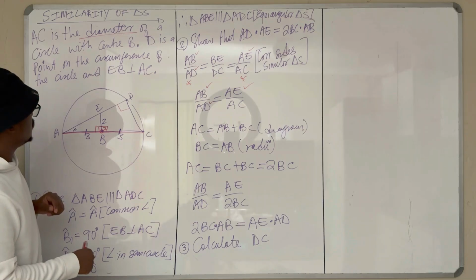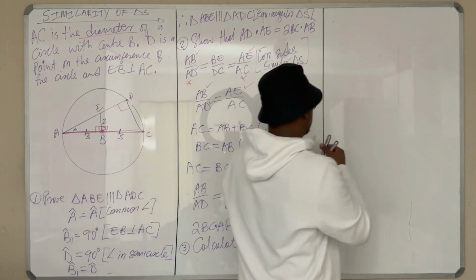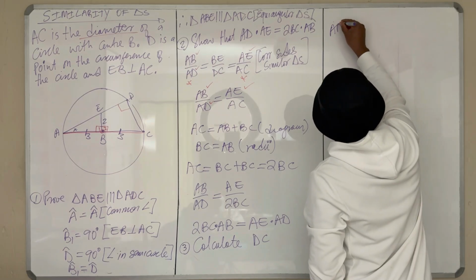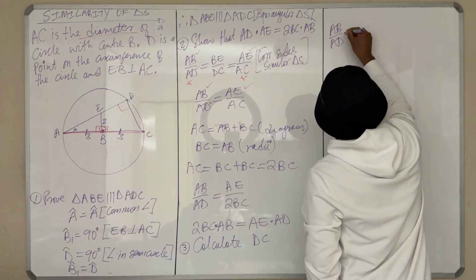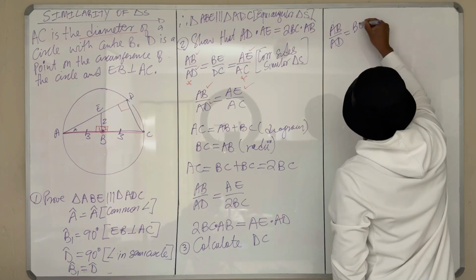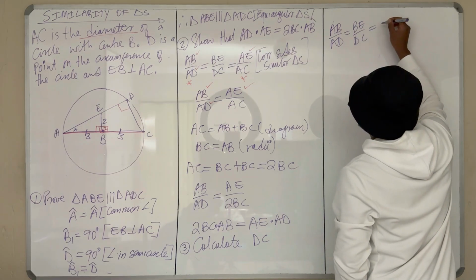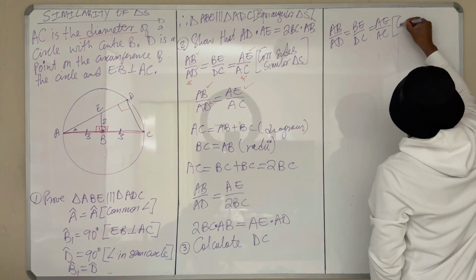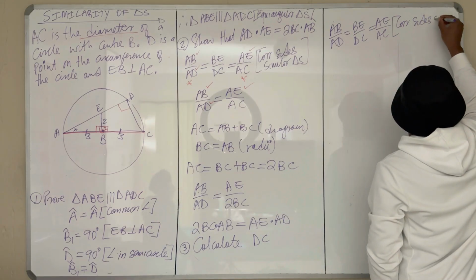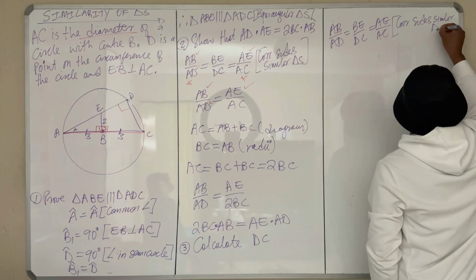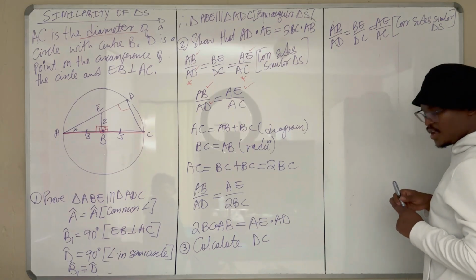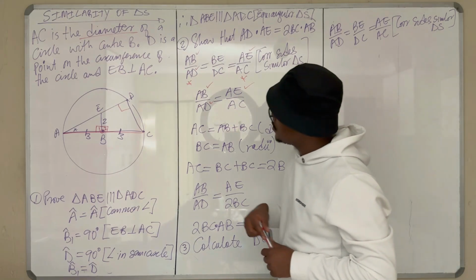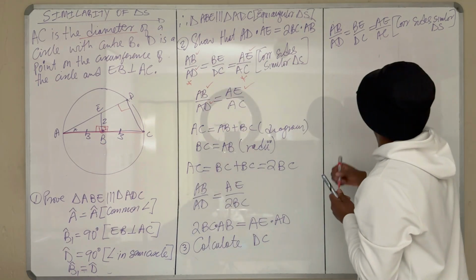Do we have AB? Let's first write these ratios. AB over AD, equal to BE over DC, equal to AE over AC. These are corresponding sides of similar triangles. Are you happy? In this case, do we have the length of AB? Yeah, we do have AB, it's 3 centimeters.